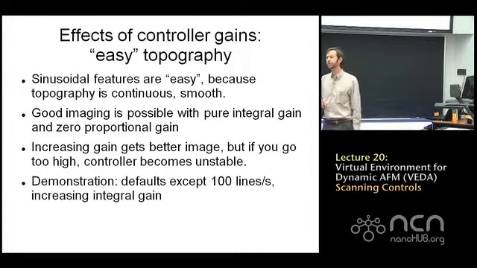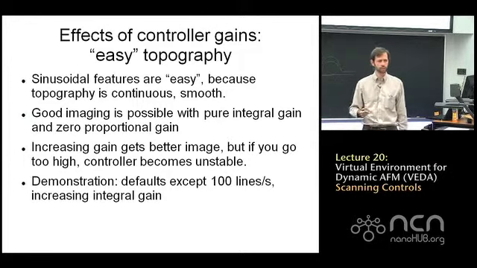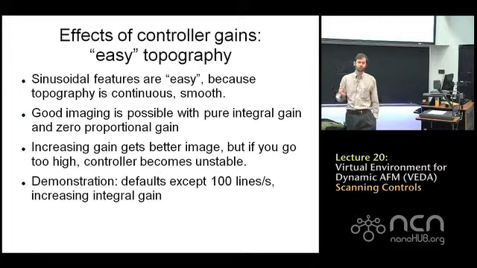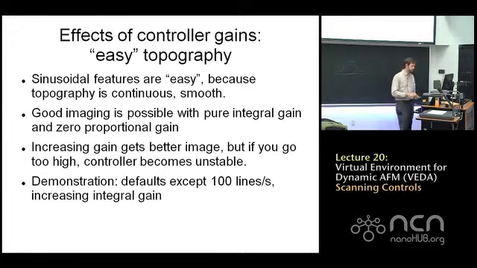And on easy geometry, very good imaging is possible with purely integral gain. You guys have talked about proportional versus integral gain. So some AFM manufacturers will just say, put proportional gain to 0, keep cranking up integral gain until you get a good image. It is somewhat like the Price is Right though. You want to get as close as possible without going over. If you get your integral gain too high, then your controller goes unstable and you get garbage. So, demonstration here, I'm going to take all the default parameters, except I'm going to do 100 lines per second.